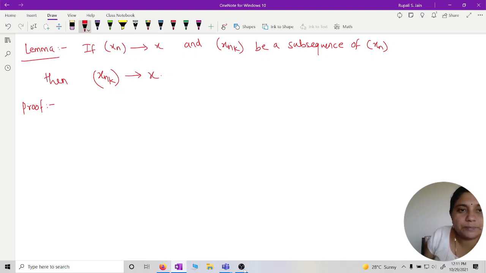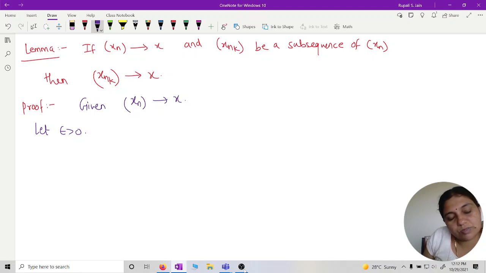Can you prove this? How can I prove this? Suppose, or given, x_n converges to x. I want to prove my claim that x_{n_k} converges to x. So start with epsilon greater than 0. Okay, so let epsilon be greater than 0.